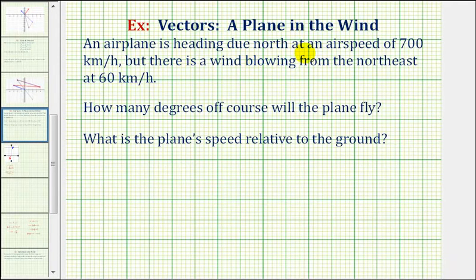An airplane is heading due north at an airspeed of 700 kilometers per hour, but there is a wind blowing from the northeast at 60 kilometers per hour. How many degrees off course will the plane fly, and what is the plane's speed relative to the ground? Let's start by modeling the plane and the wind using two vectors.